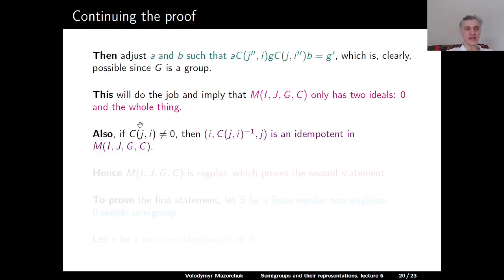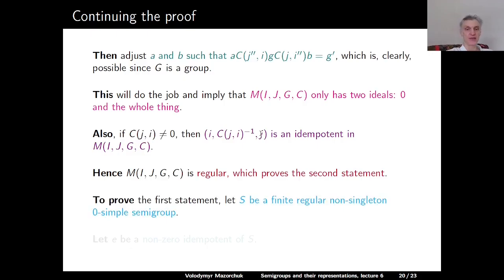Also, if the value of C at some pair (J, I) is non-zero, then the element (I, C(J, I) inverse, J) is an idempotent. It's a straightforward computation. And hence, our semigroup is regular because it contains a non-zero idempotent and it only has two D classes. And this proves the second statement.